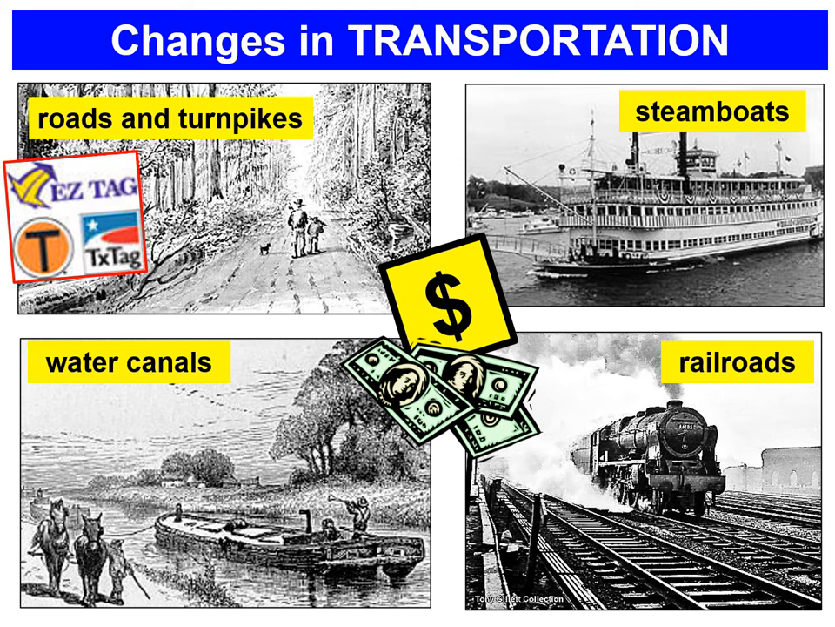During this time, we have a lot of changes in transportation systems. America will start developing roads and turnpikes. We'll start getting water canals, using more of the railroads, and also steamboats. These are different changes in transportation. Okay, and I'm going to talk about a few of those.